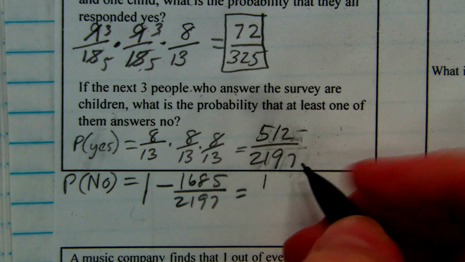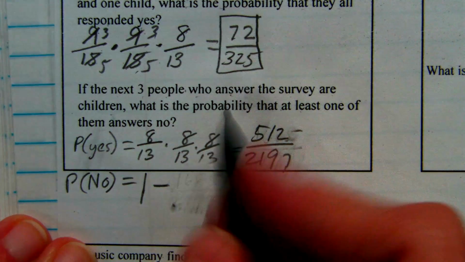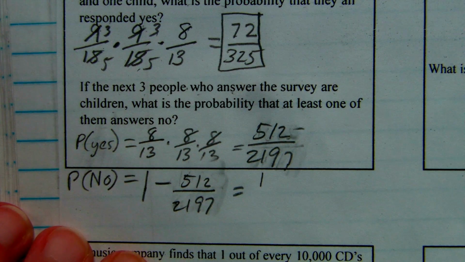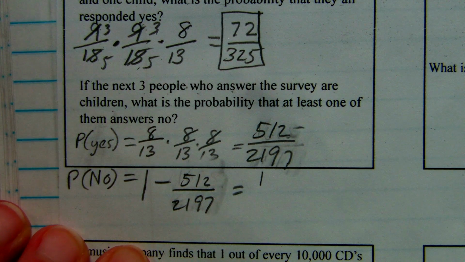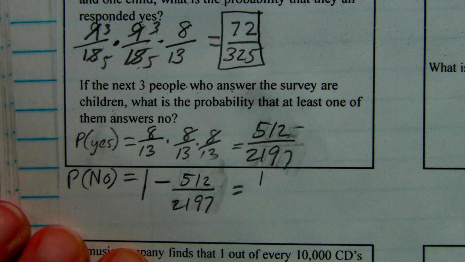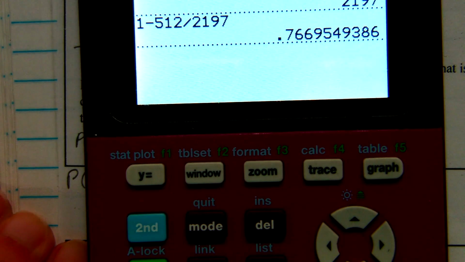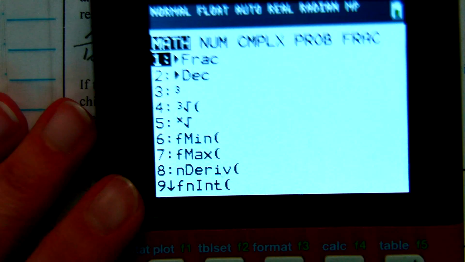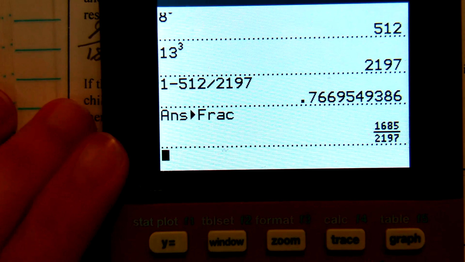Okay. And so then if I take and subtract that number from 1, I'm just going to do it on my calculator really quick. And, oh, except 1 minus 512 divided by 2197. So this is what I typed in. And I got this weird thing, and then you can hit the math key and choose number 1, and that'll change it back to a fraction. And this is the answer that we want.